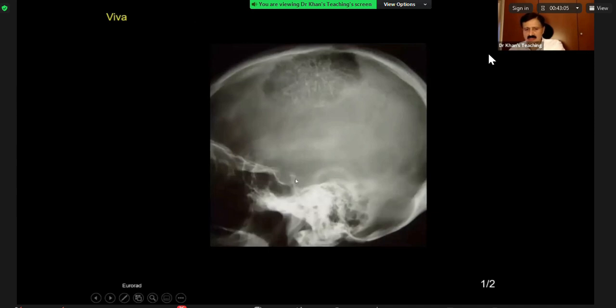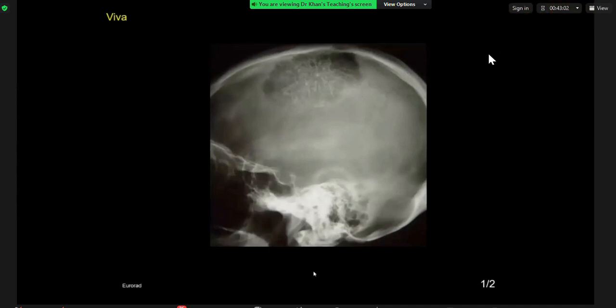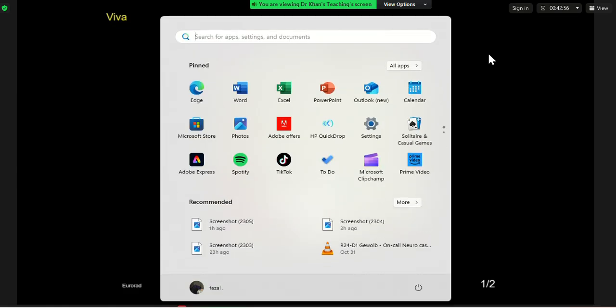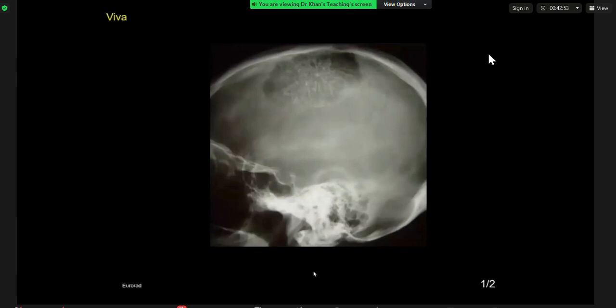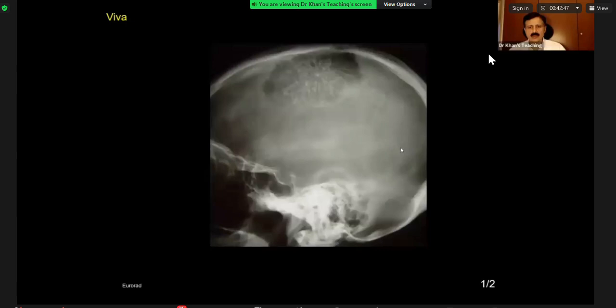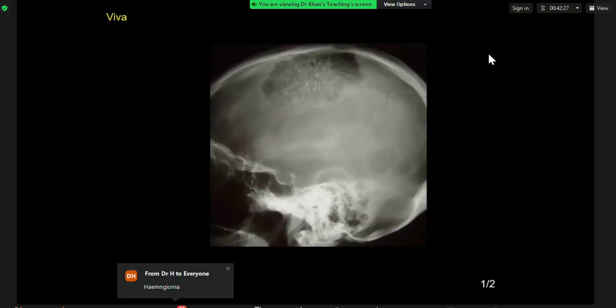Candidate 7, please. Hi. Okay, what is this? So this is a lesion in the skull which has got an irregular edge and central areas of increased density. Depending on the patient's age, this could possibly be a metastasis or possibly an epidermoid cyst as well.